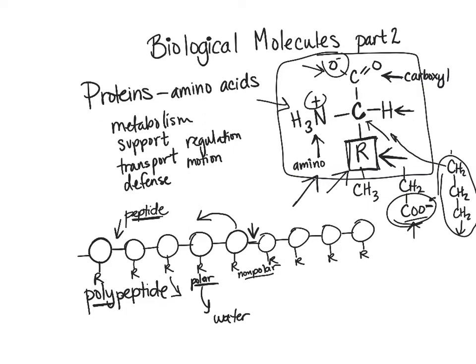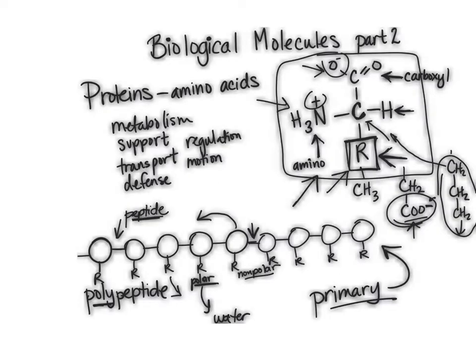Our first level, or our primary protein structure, is this right here that we're talking about. Our primary structure is simply one amino acid attached to another, attached to another, attached to another, making up our polypeptide. So our primary level of protein structure is our polypeptide chain.